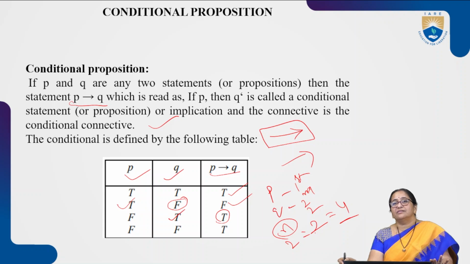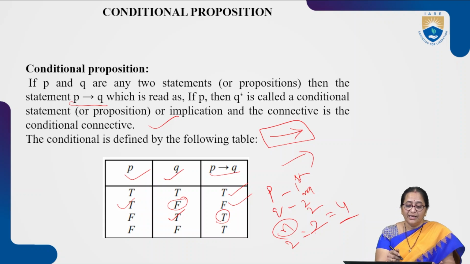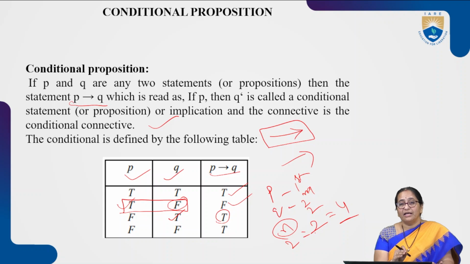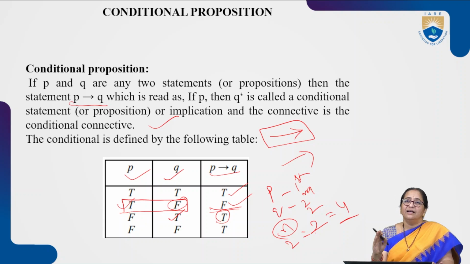If both are false, then our result is true. So this is the conditional statement. In this case, we have the false value only when the truth value of P is true and the truth value of Q is false. In that case only we get the result as F. In all the remaining cases, we get the truth value as T only.